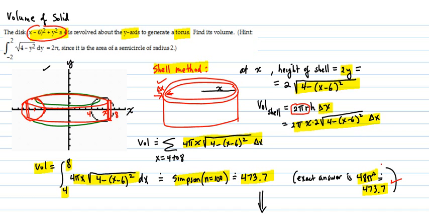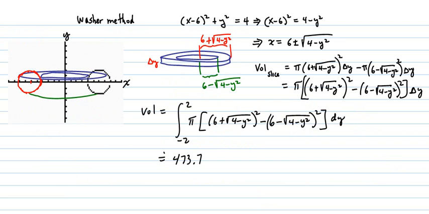Alright, now we're going to do a different method, which is a washer method. We cut horizontal slabs, horizontal slab slices that look like this. They're delta y thick high. There's an outer radius and an inner radius.